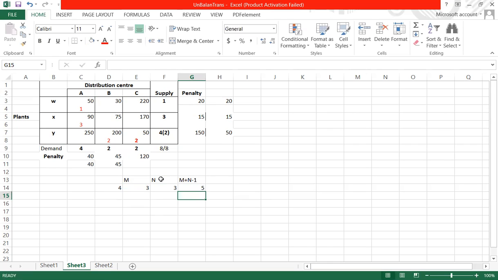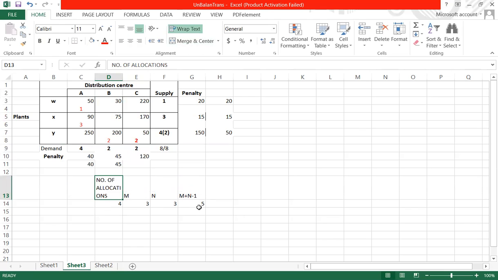So agar hamari number of allocations m plus n minus 1 se kam hote hain, this causes degeneracy. Is problem mein kya hai? Degeneracy. Number of allocations are less than m plus n minus 1. m plus n minus 1 aaya 5 and number of allocations the 4. To this is a case of degeneracy.